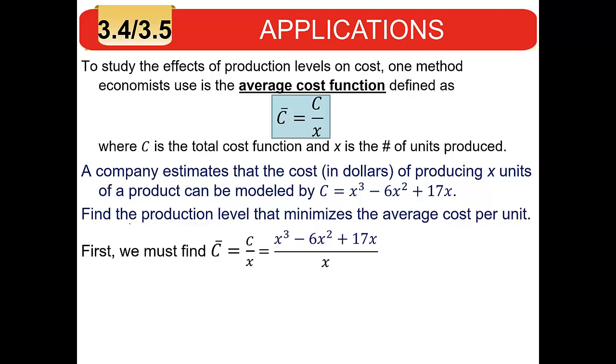So if you take x cubed and divide by x, you get x squared. If you take minus 6x squared and divide by x, you get minus 6x. And if you take 17x, divide by x, you just get 17. This is by far the easiest way to write it, so that now you can take the derivative. Well, the derivative is simple. It's just 2x minus 6.